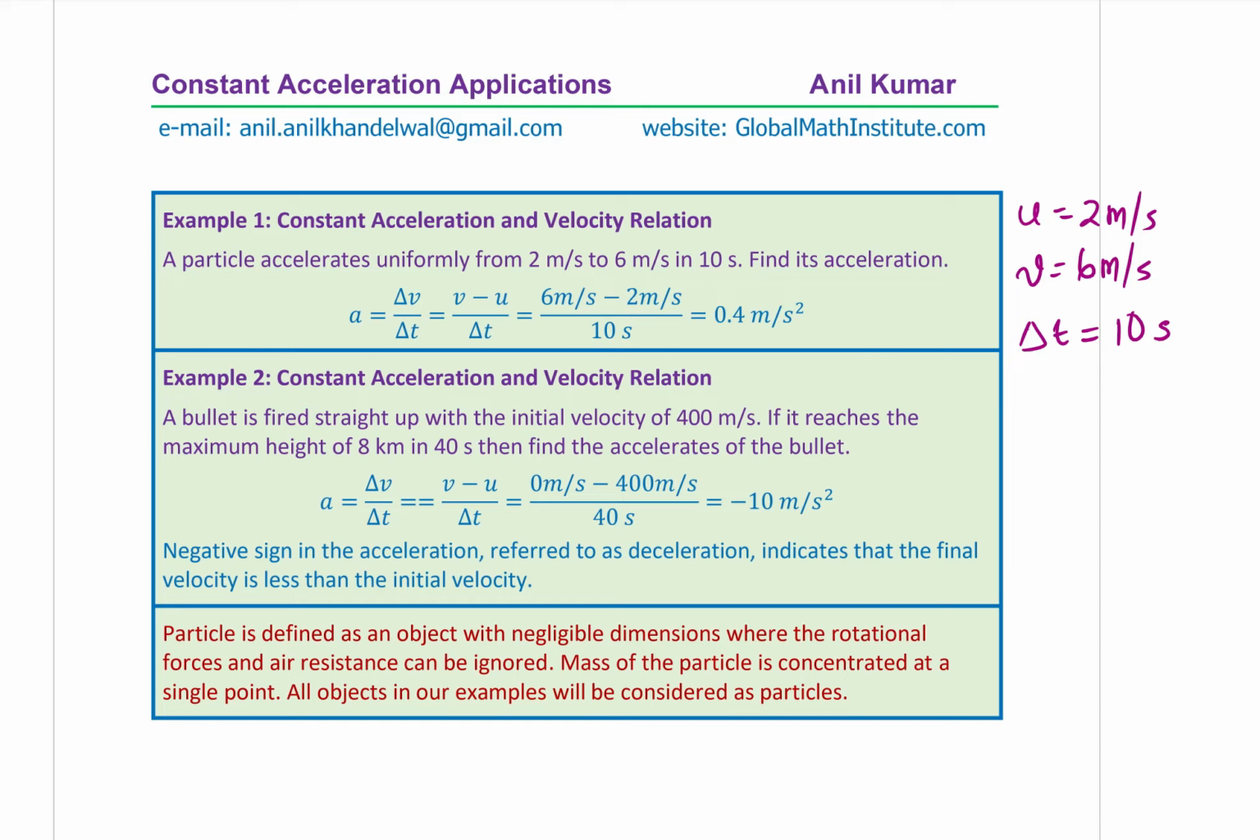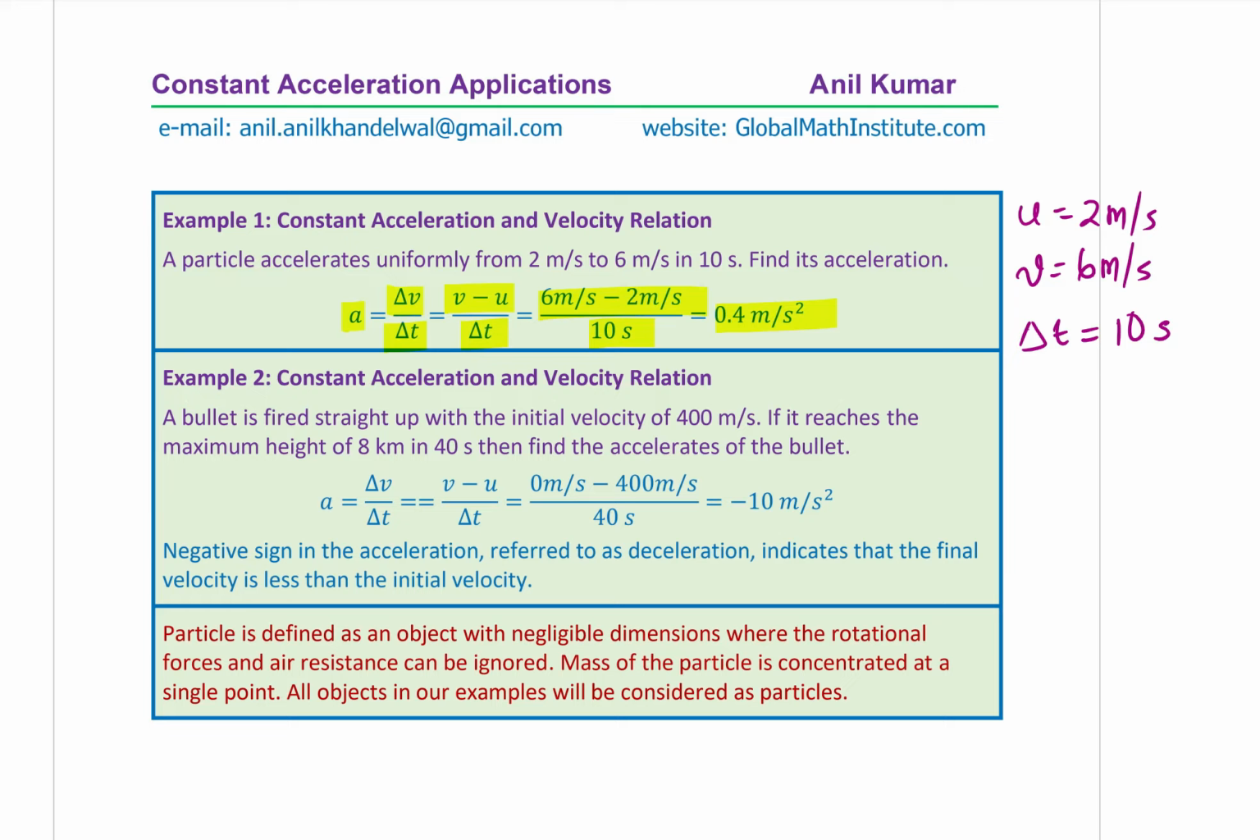Now, all this is related with our formula, which is acceleration, right? So acceleration is change in velocity over change in time, just as we derived it. So we can just substitute the values. Change in velocity is final minus initial velocity, correct? Substituting the values, we get the answer, which is 0.4 meters per second square. So I hope that is absolutely clear, right?